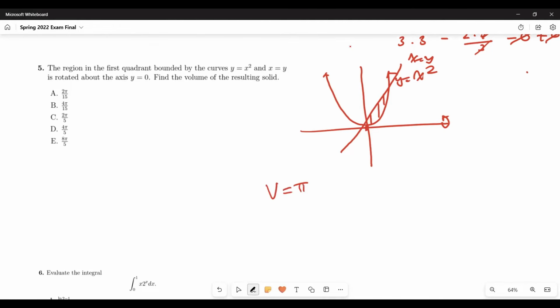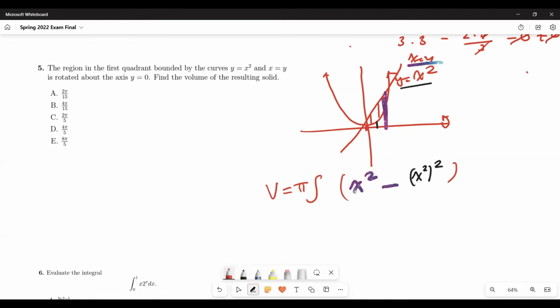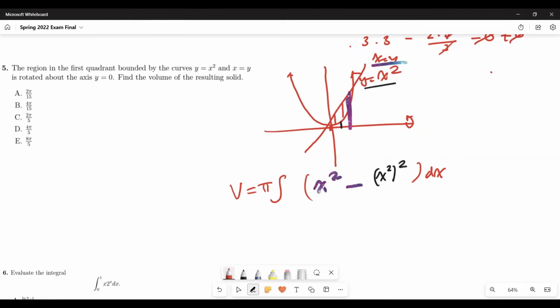So V is equal to pi, the bigger radius, which is this line, y equals x, so bigger radius squared, x squared, minus the smaller radius, this line, which is y equals x squared, so x squared squared, dx. And we have to find the intersection point because we have to find the bounds. So x equals x squared, x squared minus x is equal to 0, x times x minus 1 is equal to 0, x is 0, 1. So it's from 0 to 1.